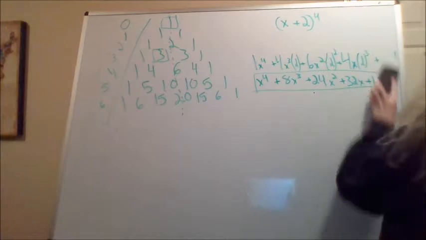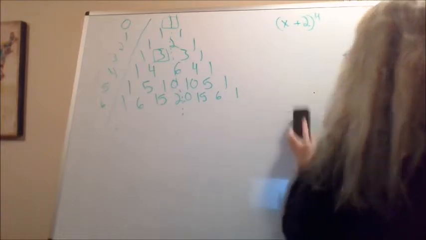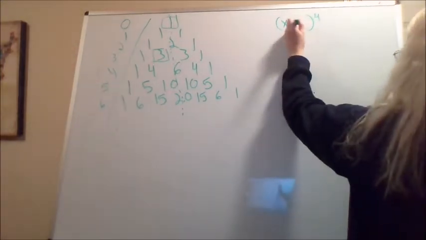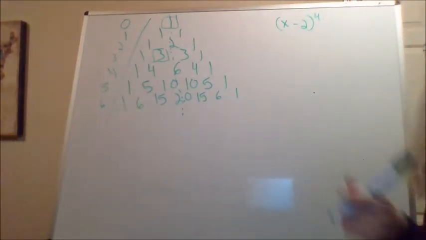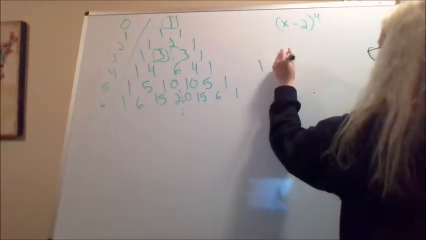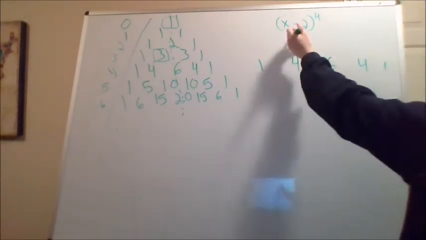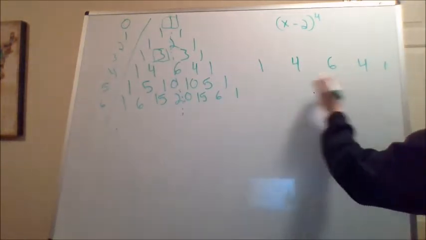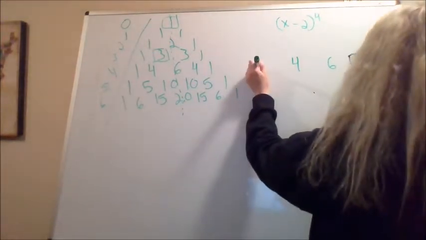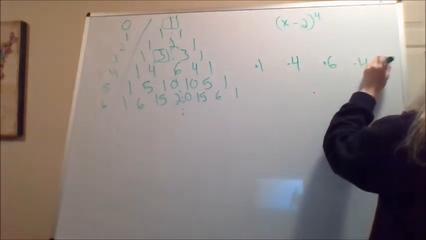Now let's say we have an even trickier one. Let's say that instead of plus 2, it's minus 2. We don't have that plus sign in there. So how are we going to do that? Again, we look to the fourth row for our coefficients: 1, 4, 6, 4, 1. And instead of putting a plus sign in between each of our values, we're going to alternate, starting with positive. So this is a positive 1, this is a negative, this is a positive, negative, positive.